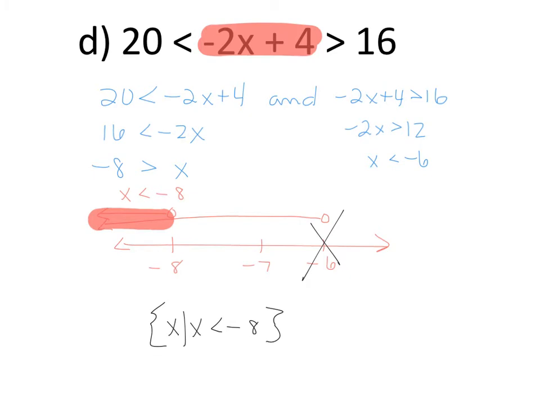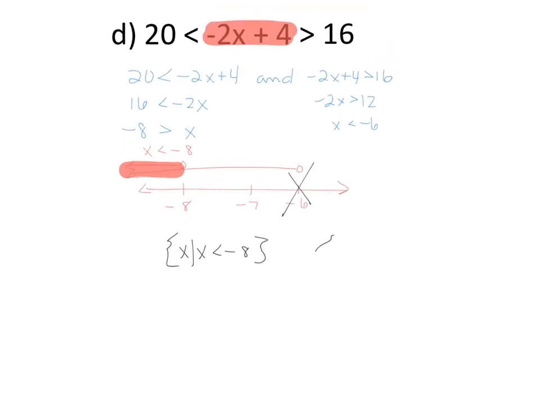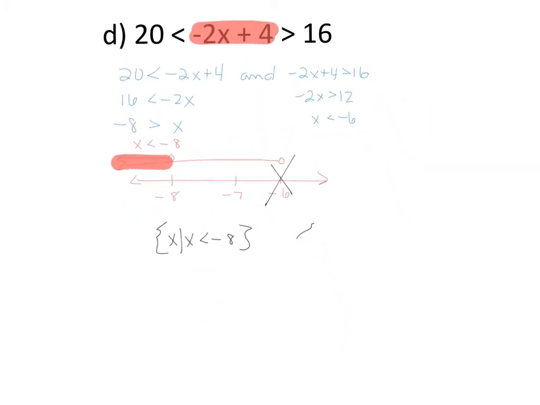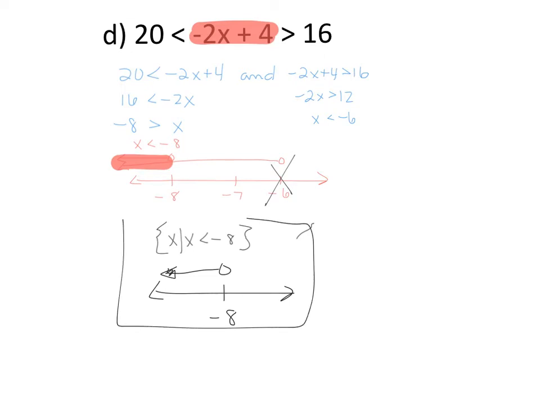All right, so now technically when we're looking at our final picture here, oops, no, what happened? Sorry, guys. All right, so when I'm looking at my final picture here, it technically will be at negative 8. I will have an open circle and we'll be heading out this way. So this would be my final answer with my final graph.